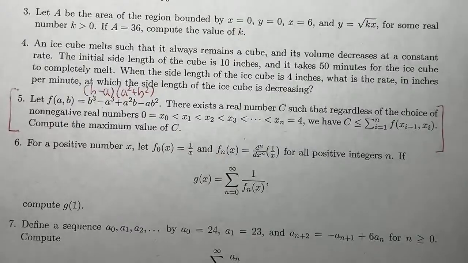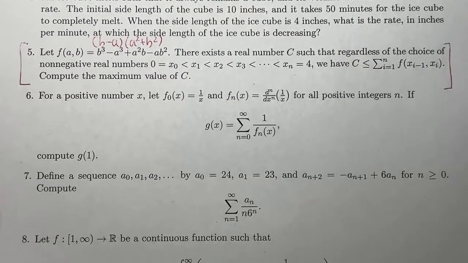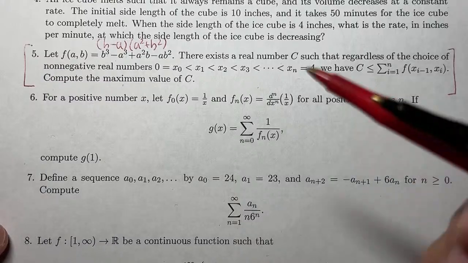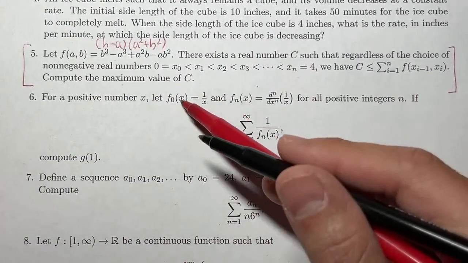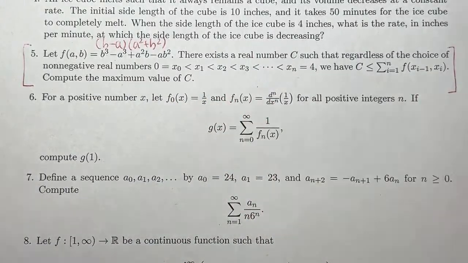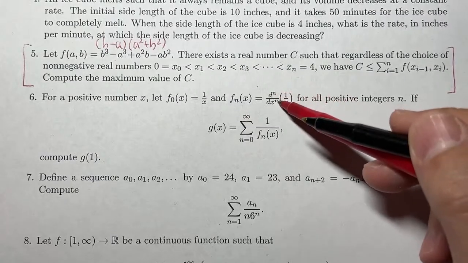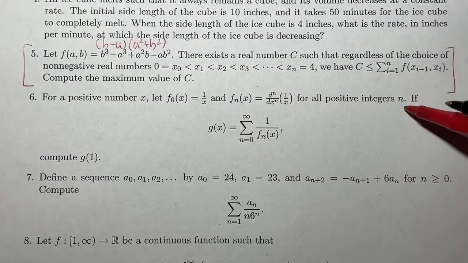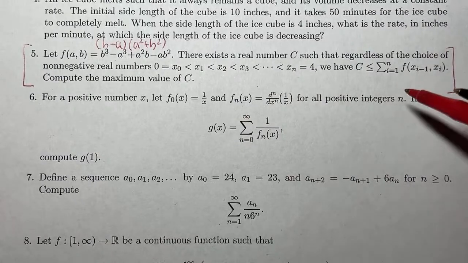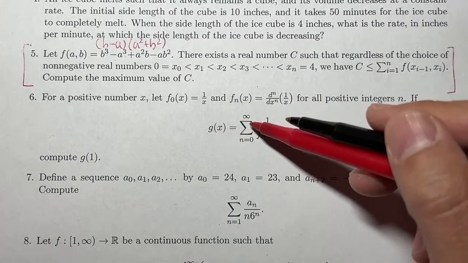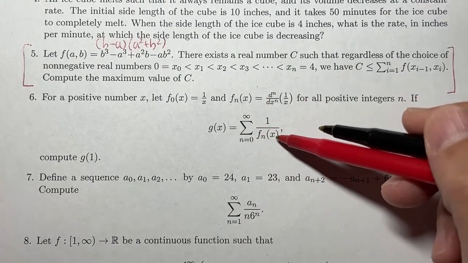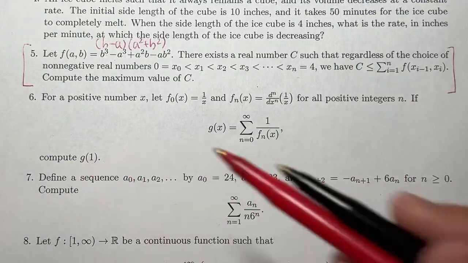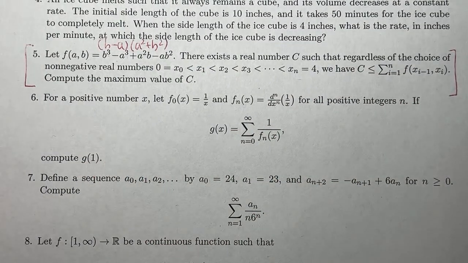Okay, now let's take a look at number 6. So for a positive number x, we define the function. The first one, well, f0 is 1 over x. And then fn is just the nth derivative of 1 over x. N is a positive integer. And we are going to define g of x to be the sum as n goes from 0 to infinity of 1 over f sub n of x. And we are going to compute g of 1, not 0, why am I saying 1. G of 1.